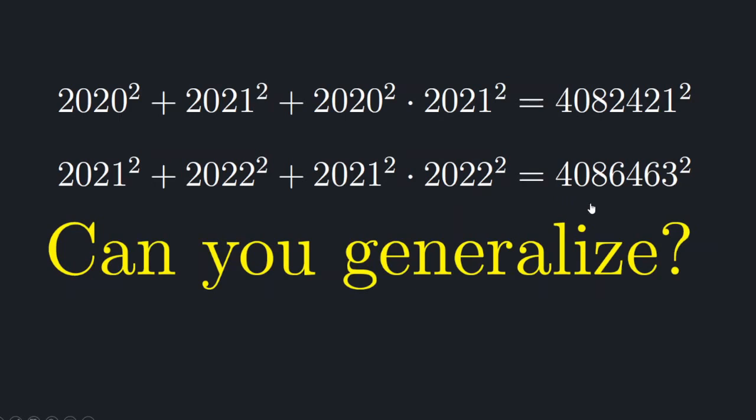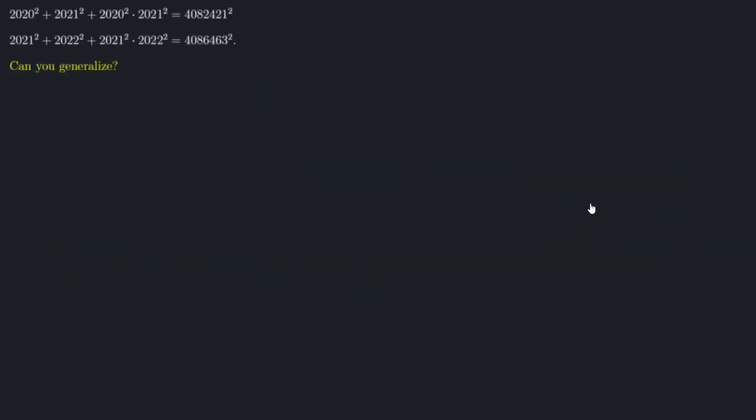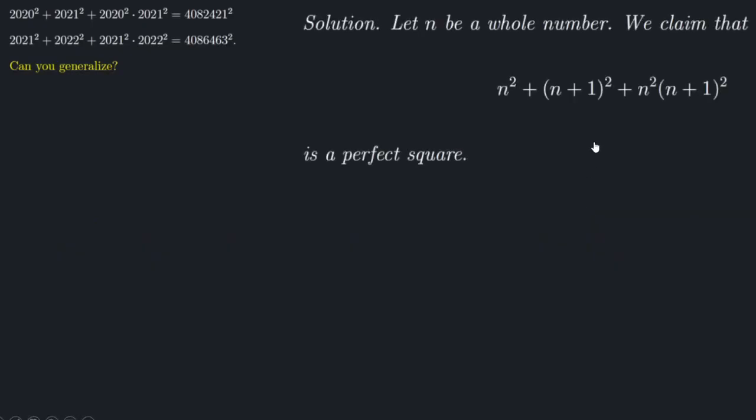To generalize the two identities, we use n to denote a whole number. And then we claim n squared and then plus the next whole number squared. The next whole number is n plus 1, of course. And then plus n squared times the next whole number squared. We want to show this expression is a perfect square.